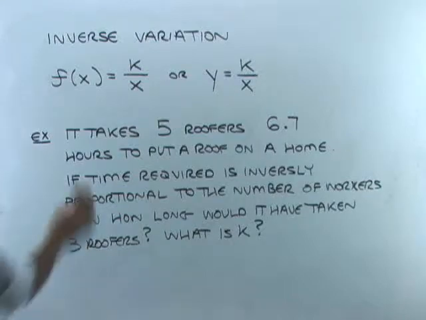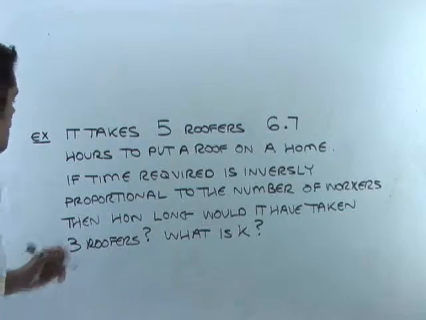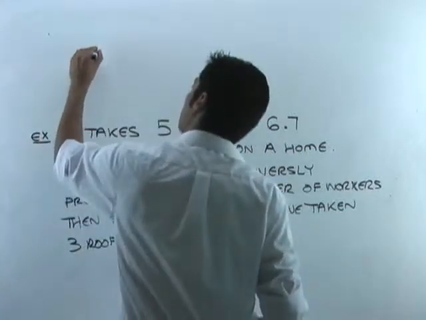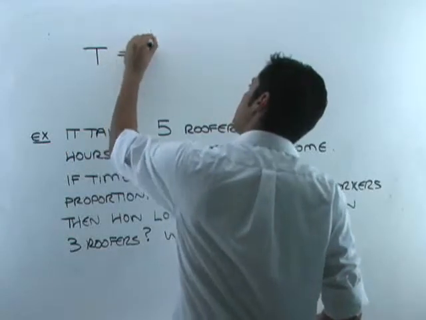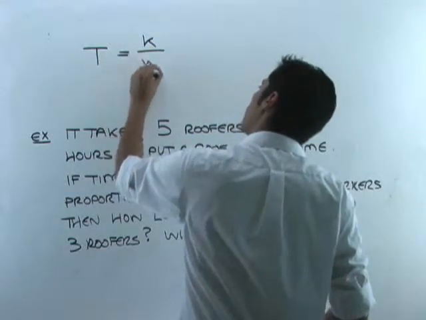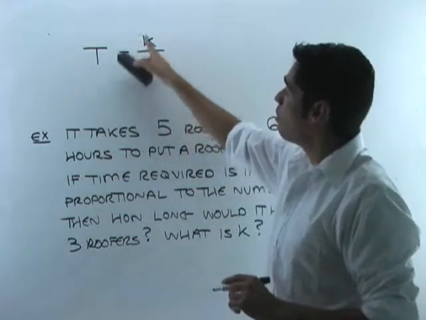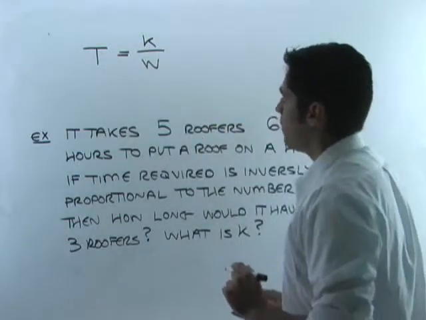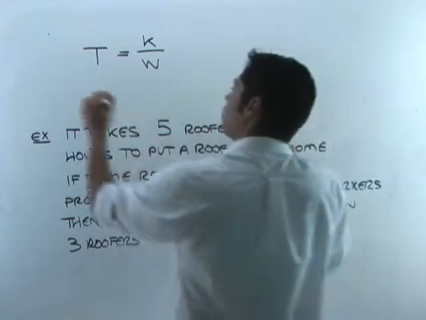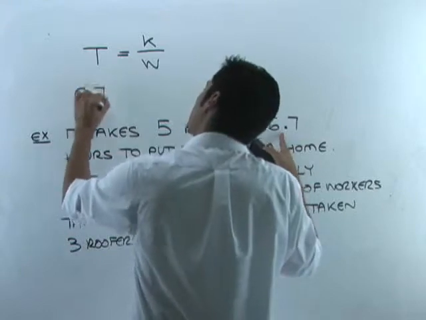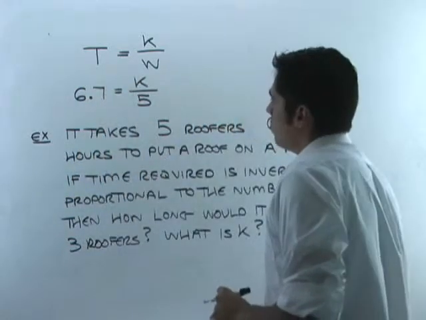So let's go ahead and write down an equation for this inverse variation. We know that the time it's going to take to put the roof on is equal to some constant over the number of workers. So here we can see that the time is inversely proportional to the number of workers. Now for our first piece of given information, it says that it takes 6.7 hours, that's time, with 5 workers. And now what we're going to do is solve for k.